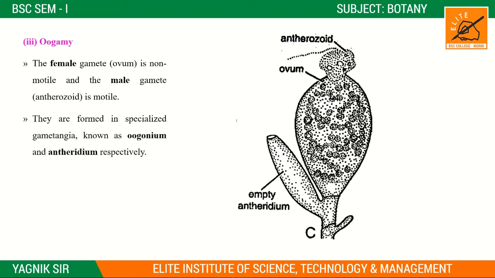They are formed in specialized gametangia. Always gametes are formed in gametangia, right? And these gametangia have different names, oogonium and antheridium, right? So ova are formed in the oogonium and antherozoids are formed in the antheridia, right? So here are two structures, oogonium and antheridium.